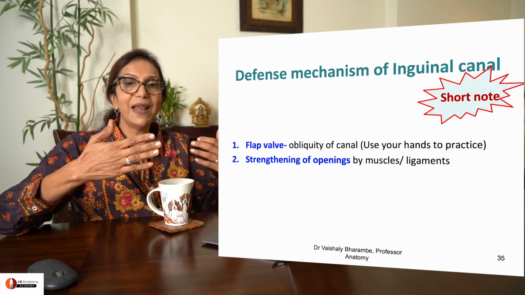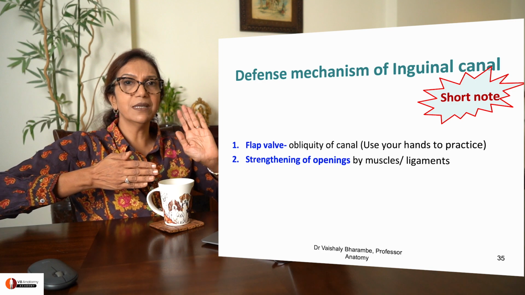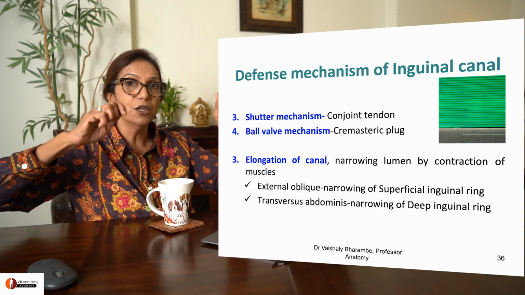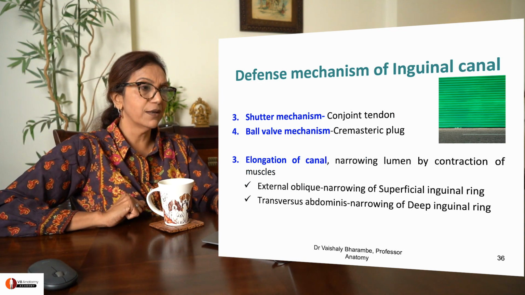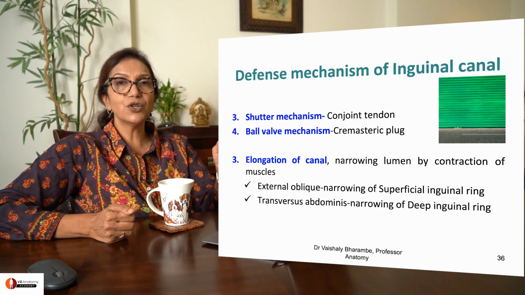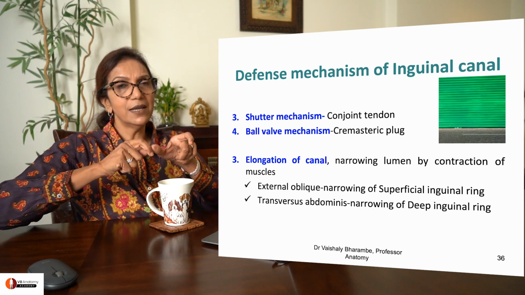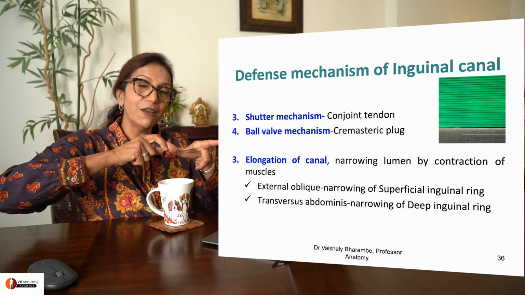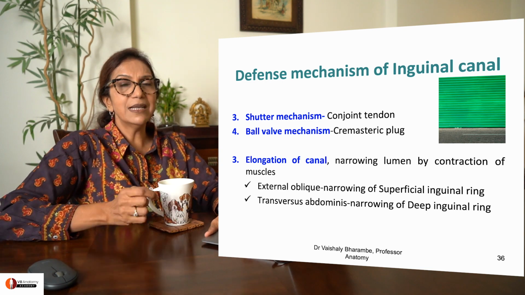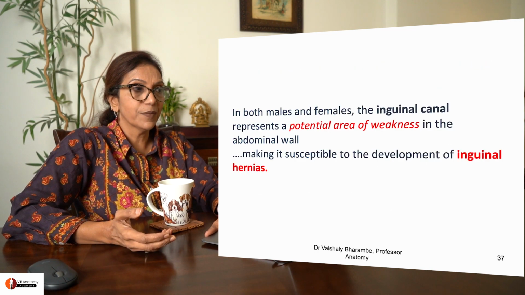Let's revise. Flap valve, anterior posterior walls fusing together. Strengthening of openings, superficial inguinal ring, deep inguinal ring, protected by various structures. Shutter mechanism, conjoint tendon. Ball valve, testes coming and blocking superficial inguinal ring. And elongation of canal by action of external oblique and transversus abdominis, causing the inguinal canal to get elongated and therefore narrow. If it becomes narrow, no structures can pass through. These are protective mechanisms which are created in the body to prevent herniation.